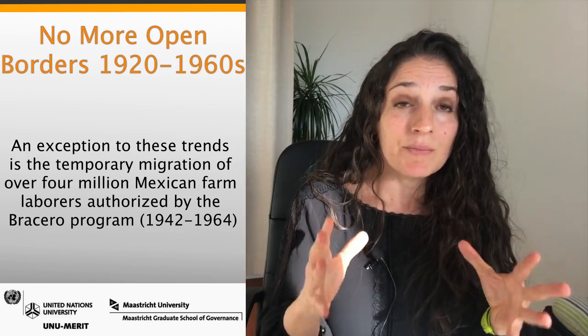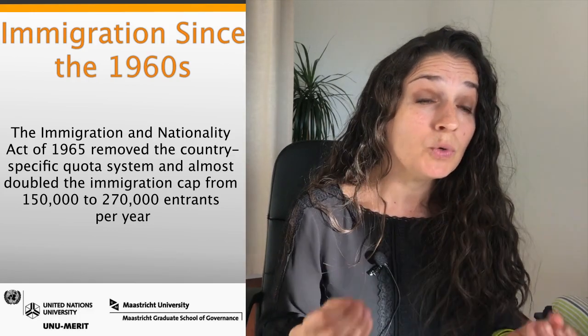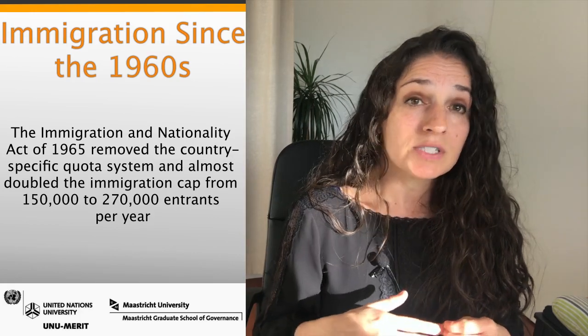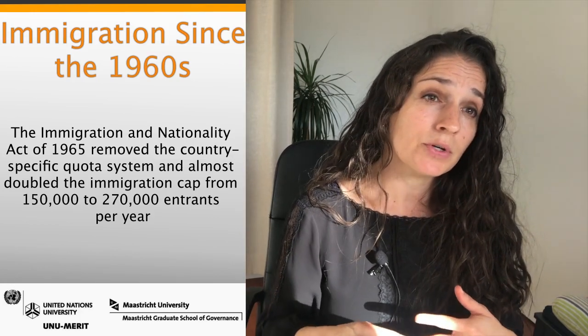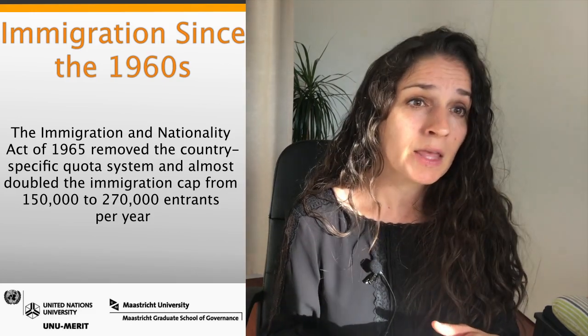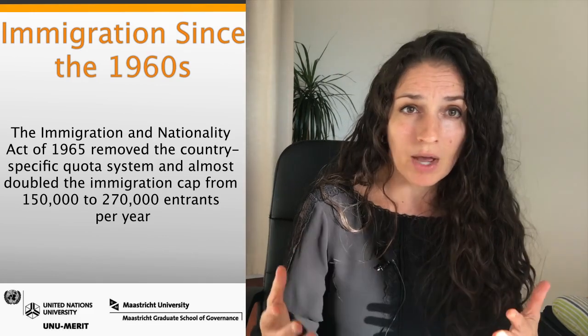Now, if we look at immigration in the U.S. since the 1960s, the Immigration and Nationality Act of 1965 removed the country-specific quota system and also almost doubled the immigration cap, from 150,000 immigrants to 270,000 immigrants per year. There was still at this time a preference for close family members of U.S. citizens and individuals with specific skills and employment sponsorship. Refugee and asylum seeker numbers were a relatively small share of immigrant numbers, but have also increased over time.